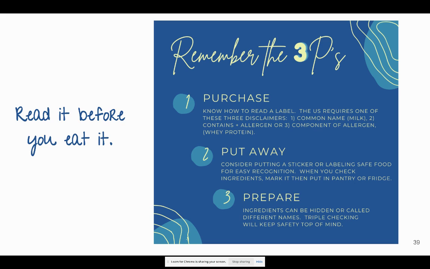Number 2, put away. So it's important to know when you purchase the food that you read the label, but when you put it away in your pantry or your refrigerator, consider putting a sticker or labeling safe food for easy recognition, especially if a child is young. But even for adults, it might just be one more way to delineate what is safe. If you don't mark it, just make sure to check it when you're putting it away.